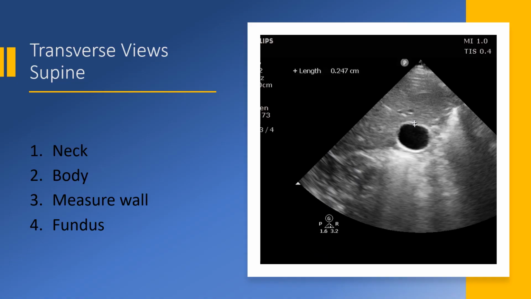Once we have our sagittal images, we're going to turn transverse on the gallbladder. Transverse is just cross-sectional. The gallbladder should be circular. And again, because of that variable lie, you may not be transverse on your patient when you're transverse on the gallbladder. You want pictures of the neck, the body. You want to measure the wall in the anterior part where it's perpendicular to the sound beam. And you want to get a picture of the fundus.